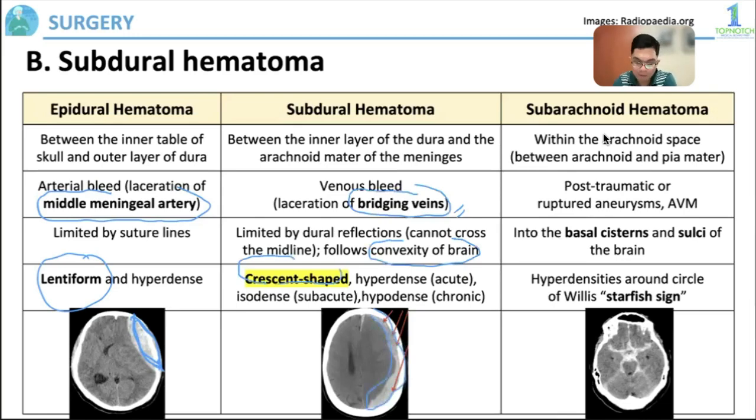Okay? And then subarachnoid, it's bleeding within the arachnoid space itself, between the arachnoid and the pia mater. Usual causes, traumatic or ruptured aneurysms or AV malformations. So there's blood in the basal cisterns and sulci, resulting in hyperdensities around the circle of Willis. Yun yung parang starfish sign, no? So if you see this, so parang may star dyan, no? May parang starfish or star, okay? So kasi may dugo sa basal cisterns.